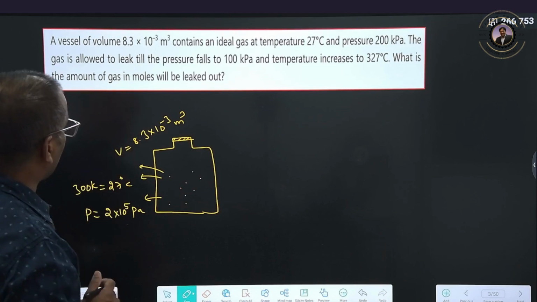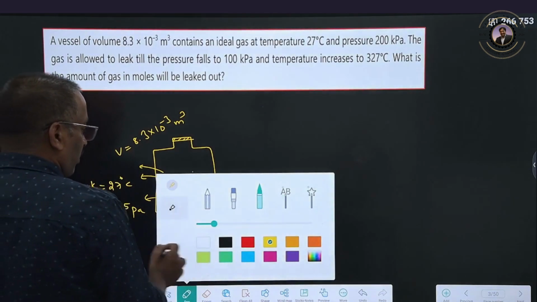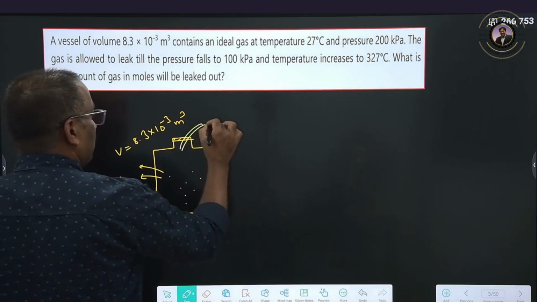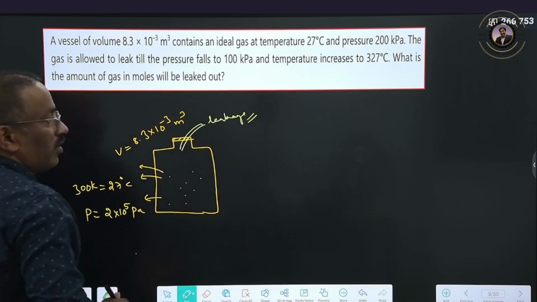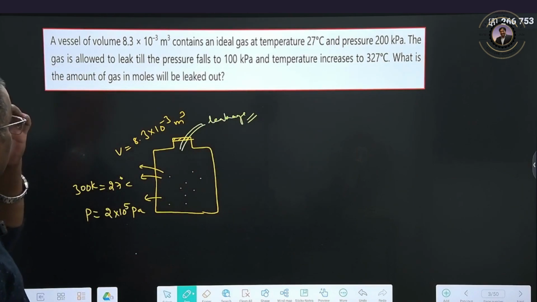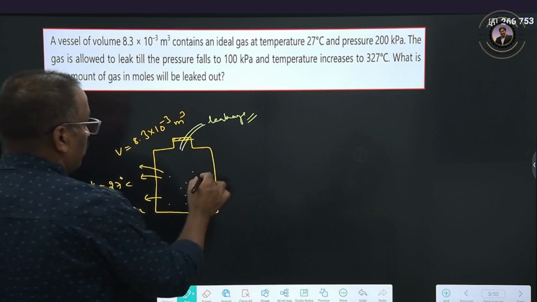Now the gas is allowed to leak. Therefore, some gas has gone out, so leakage has taken place. That means some gas is left out. We don't know how much gas is left. It is allowed to leak till the pressure falls to a new pressure.